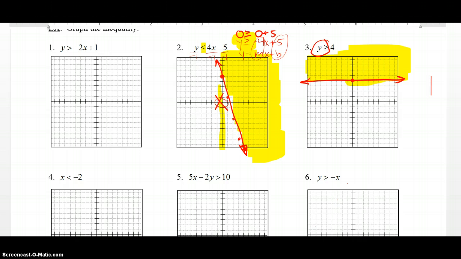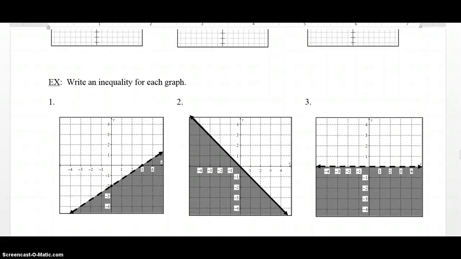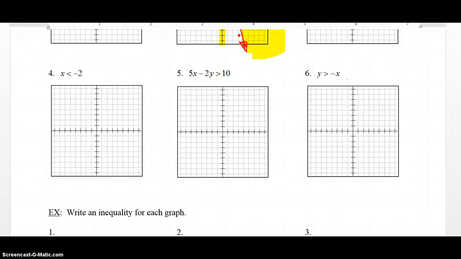Okay, so now instead of having y equals for number 4, we're going to have x equals, or x is less than -2. So this is going to be a vertical line through -2. It's going to have an x-intercept but not a y-intercept. Because it's just less than and not or equal to, that tells us we're going to have a dotted line.